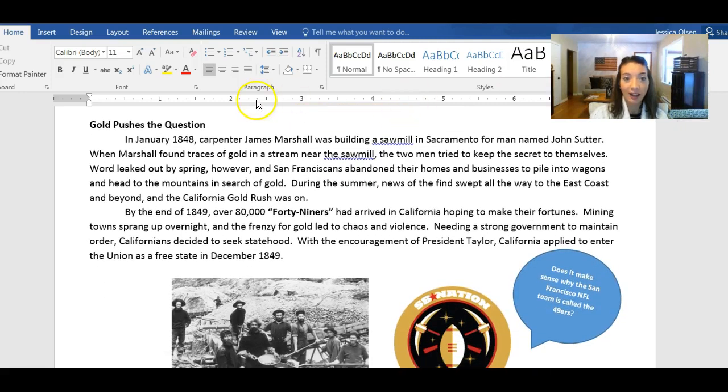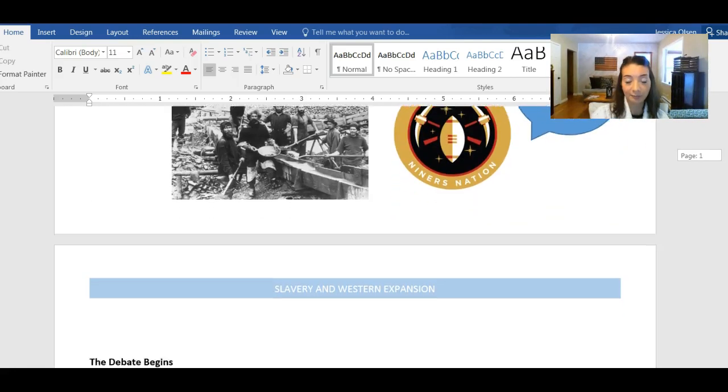Now, we also want to understand what is driving people to go out west, and part of that has to do with getting rich. Always follow the money. So people are going out to California because in 1849, the gold rush happened. And so you're going to read about people going out to California.